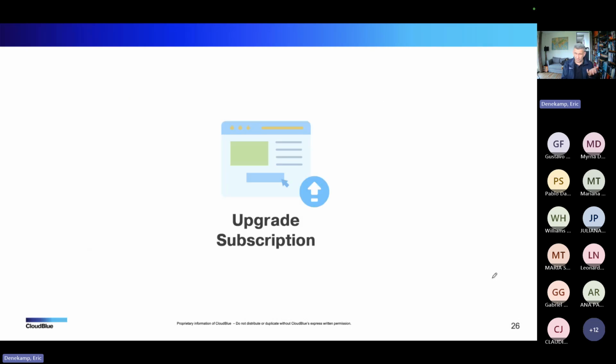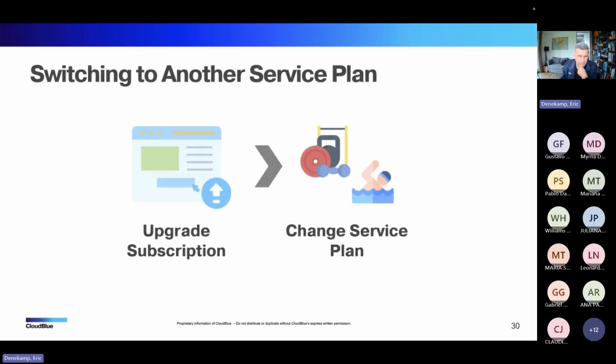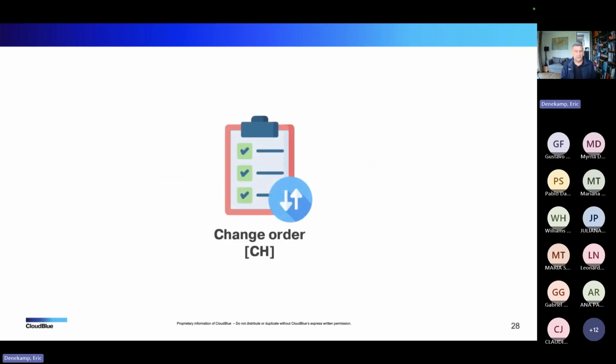So what are we talking about? We can upgrade scenarios. Like I said, upgrading has two options. The first one would be a change order for the resources. That's what we call an upsize, but in the documentation, it's still called an upgrade. Going to another service plan is also an upgrade. Both result in what we call a change order.